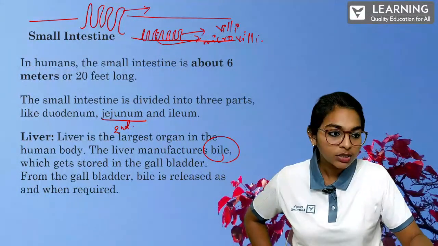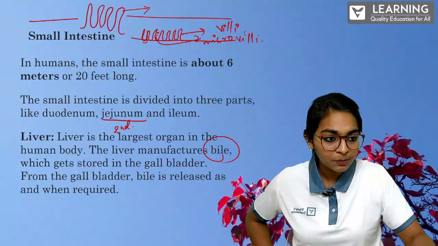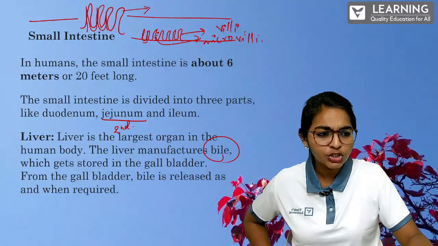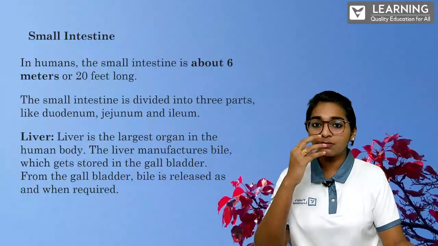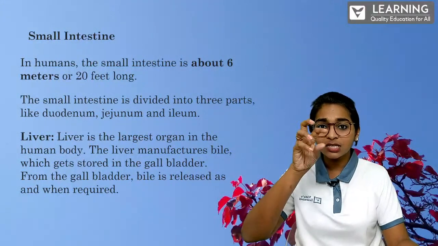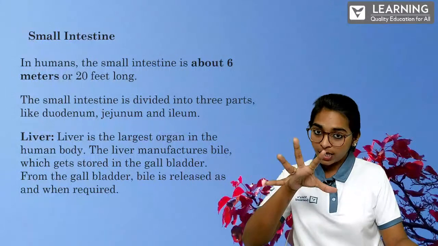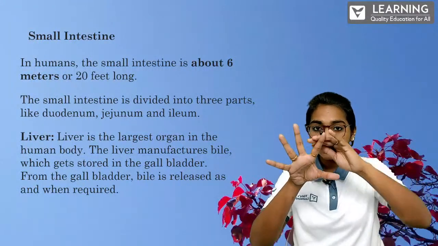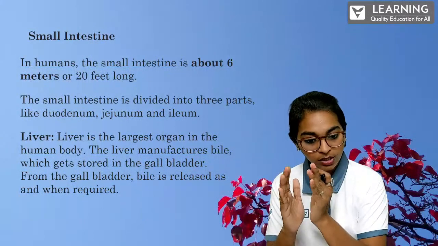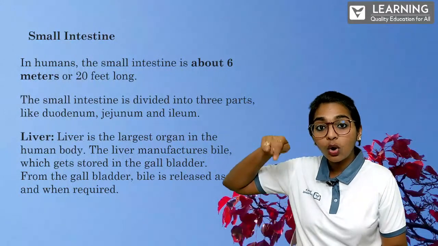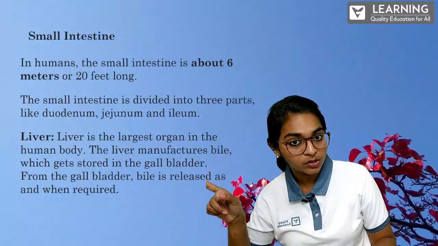Is that clear? So this villi will be continuously supplied with a lot of rich, very fresh blood capillaries. All those blood capillaries protrude into this villi. And from that villi only, all the absorption takes place. Directly it goes to the capillaries. From there, blood carries it to all the other parts for the assimilation process.